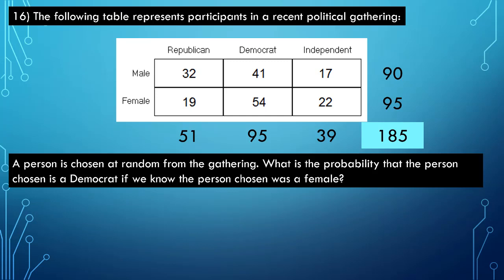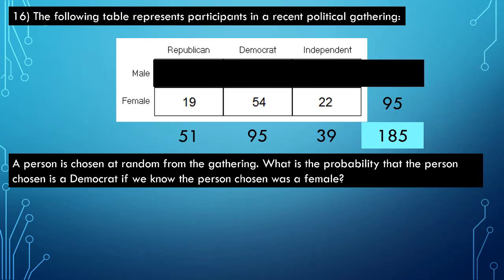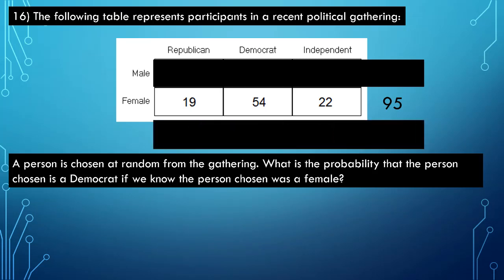If we know the person chosen was a female, then we know they were not male, so we can cross out the entire row that came from male. That also means we cross out the row of values at the bottom that was computed using those male numbers. So this entire bottom row goes away. So our entire universe right now is the female members of this particular political gathering.